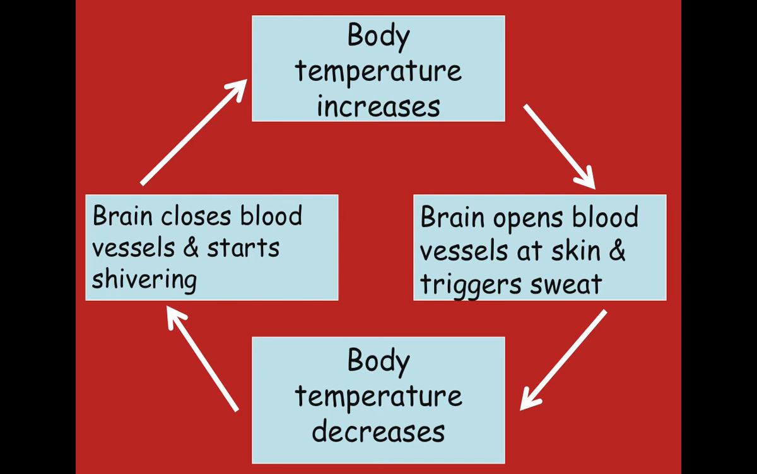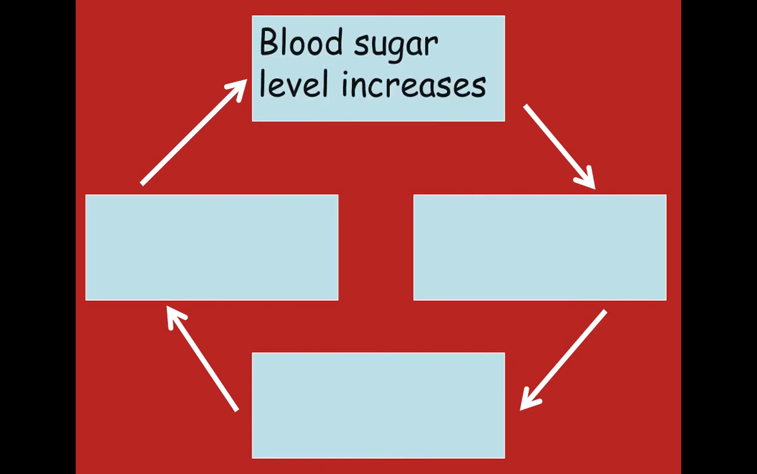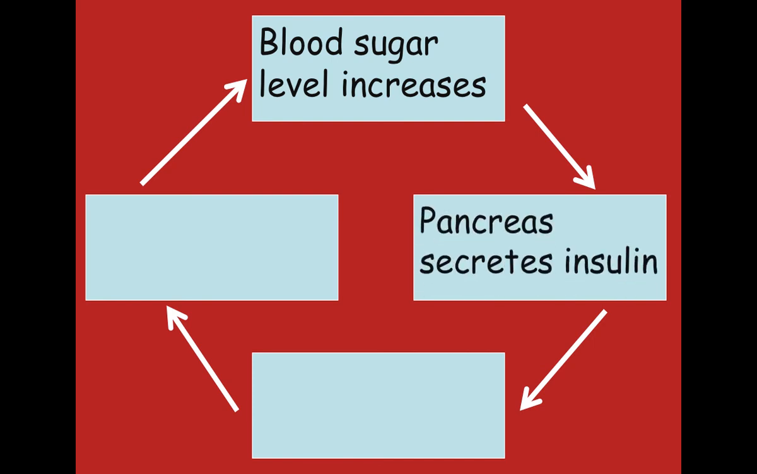Okay, the second example we want to look at is our blood sugar level. After we eat, our blood sugar level actually increases because we're digesting down the carbohydrates into glucose, and that glucose goes into the bloodstream. This triggers our pancreas to secrete a hormone that I know you guys have heard of, which is insulin. Insulin causes the glucose to get stored in our cells. It's basically the signal to our cells that, hey, you guys need to take out some of this glucose from the blood.